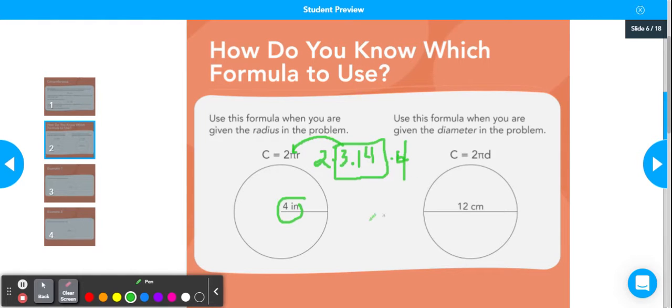I'll multiply 2 times 4 and get 8, and then do 8 times 3.14, or you could multiply in any order that you'd like. Doing this will give you the answer for the equation here. It would be 25.12, I'm sorry.